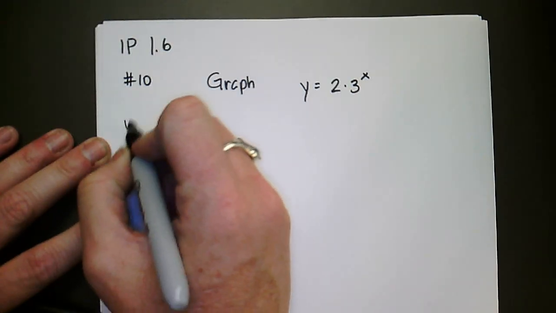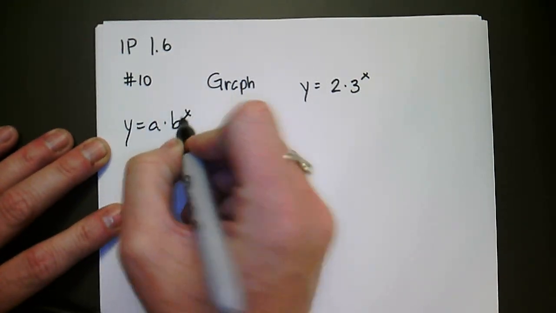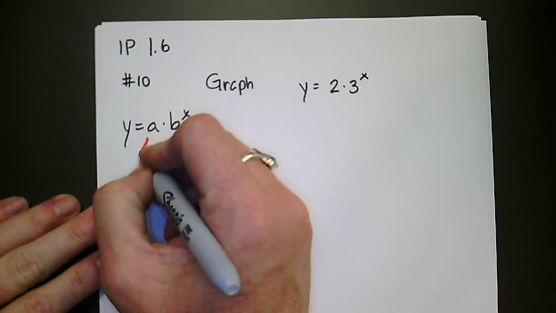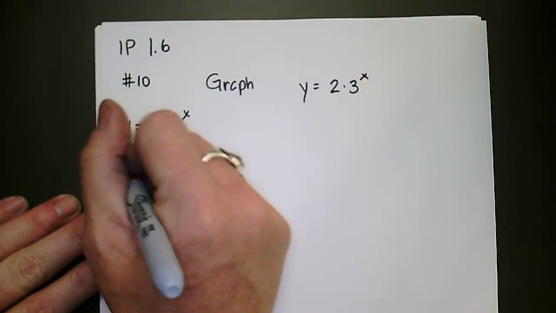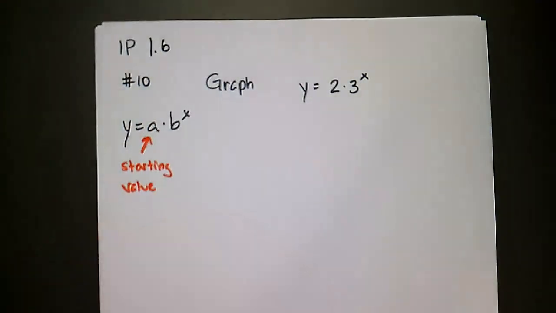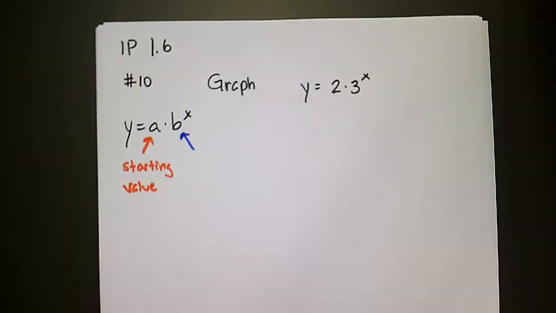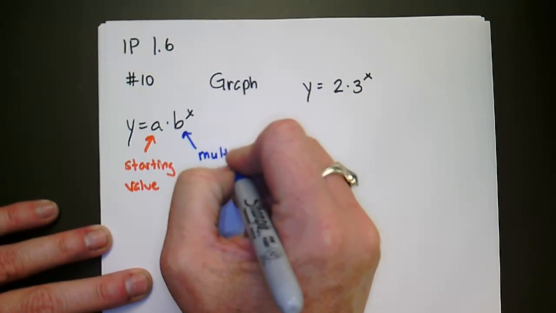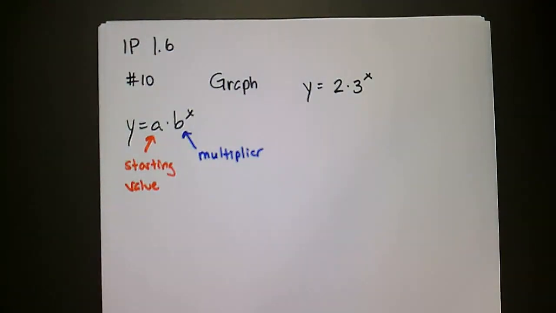So you do need to know this structure, and you do need to know that A is your starting value, or your initial value, same thing. And that B is your multiplier. It's the number that we are repeatedly multiplying. It can also be your growth or your decay value. Okay, so we need to identify those from our equation.